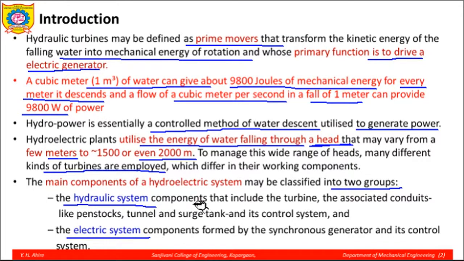In a hydraulic system, components include the turbine and associated conduits like penstocks. Conduits means the pipes which carry the water or any liquid, then the tunnel and surge tank and the different control system of a hydraulic mechanism. Electric system components are formed by the synchronous generator and its control system. Okay, so generator is an important part of the electric system of a hydroelectric plant.